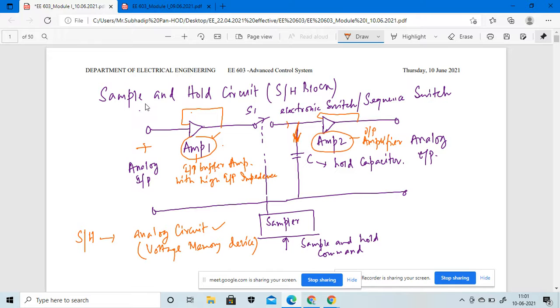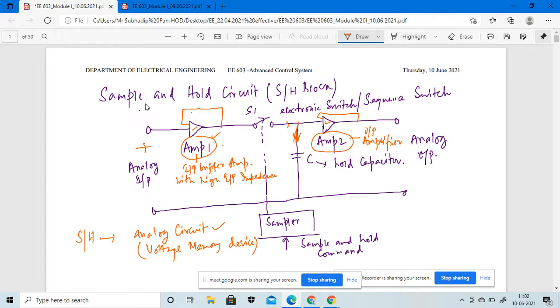So we are using the hold capacitor for both the cases. Both the amplifiers are connected with a switch, and in parallel we are connecting a hold capacitor to store my signals, or hold my signals for a certain period of time, before they enter the process.